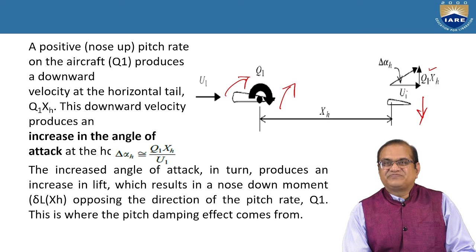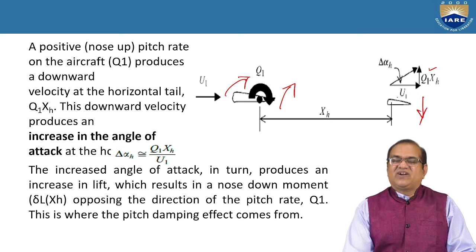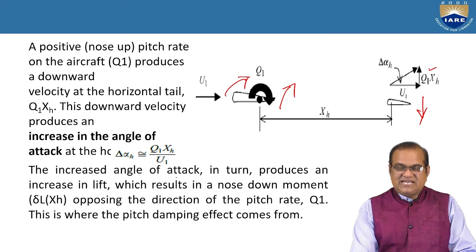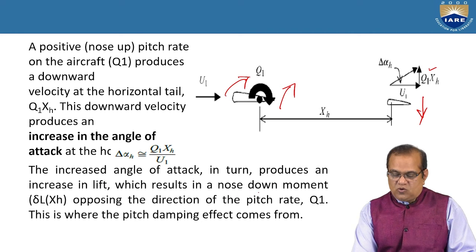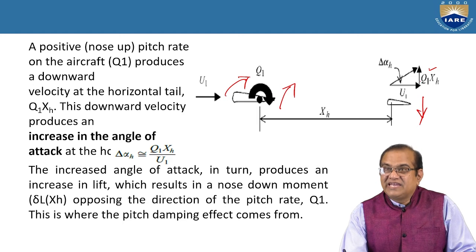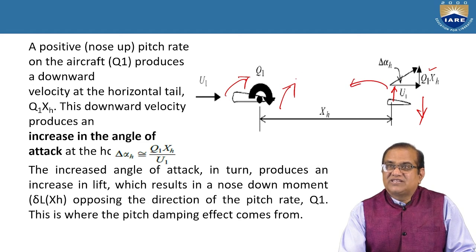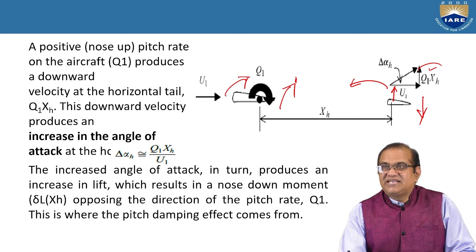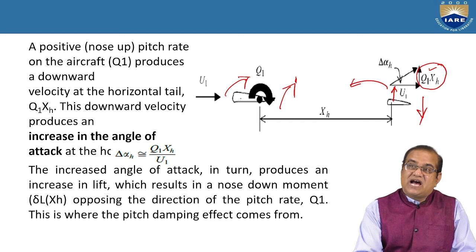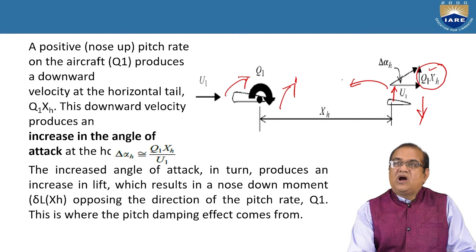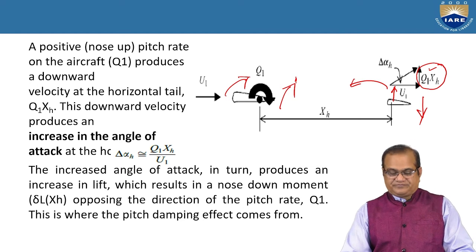This you can see here. So this much angle of attack is increased. The increased angle of attack in turn produces an increase in lift, which results in a nose down moment. So here the lift will be increased more, and this will try to counter this moment. So this additional velocity due to the nose up pitch rate will try to counter this motion.